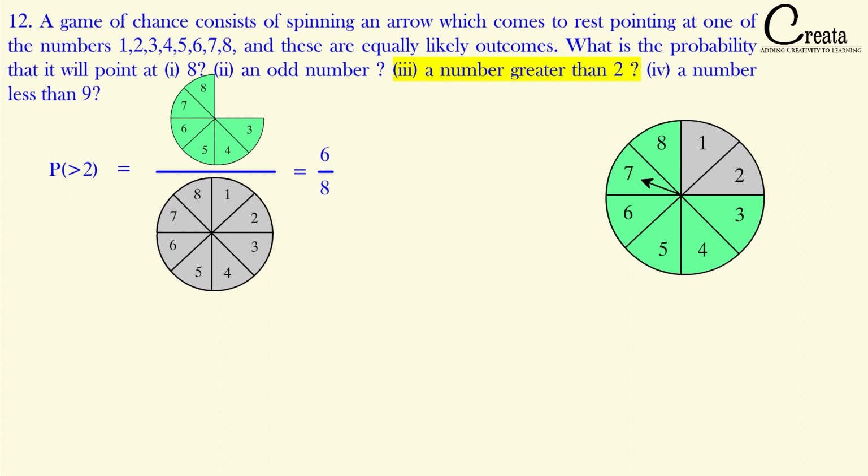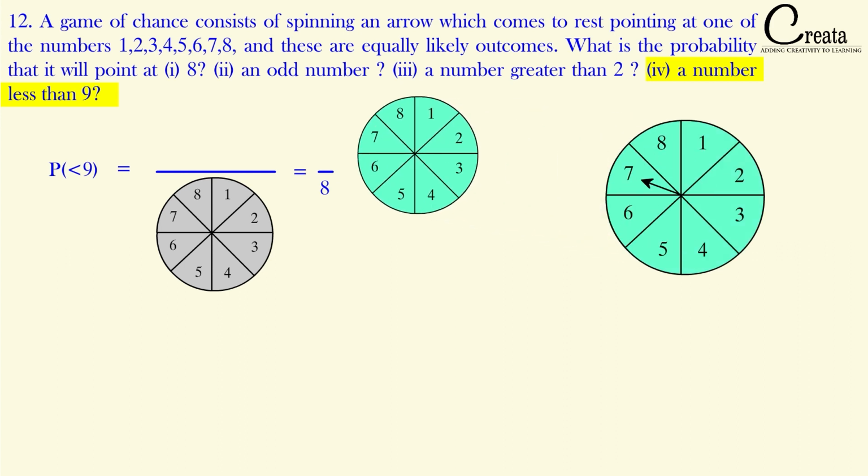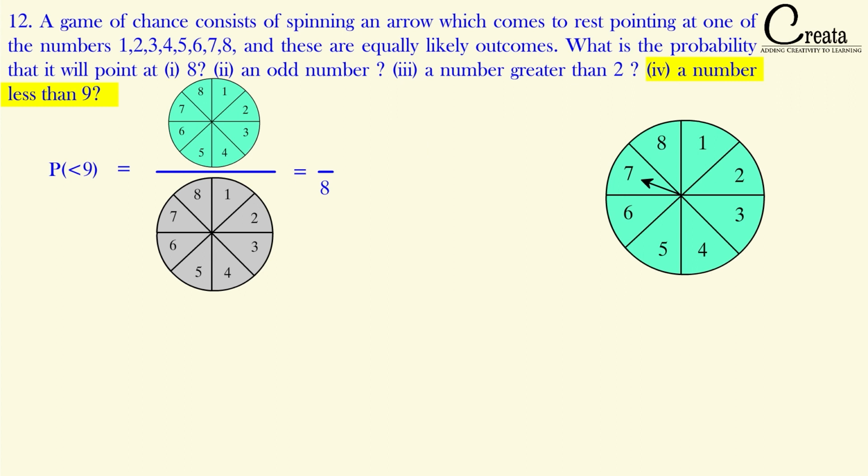In the first case I have covered it, so I am not repeating the denominator portion in the rest of the cases. Okay. The fourth part, a number less than 9. So what is the probability that the arrow will rest at any of the segments less than number 9? So let's identify what are the numbers less than 9. It includes all the numbers 1, 2, 3, 4, 5, 6, 7 and 8.